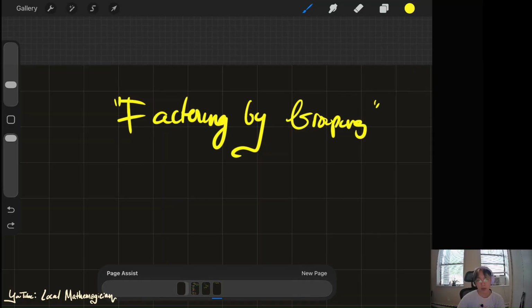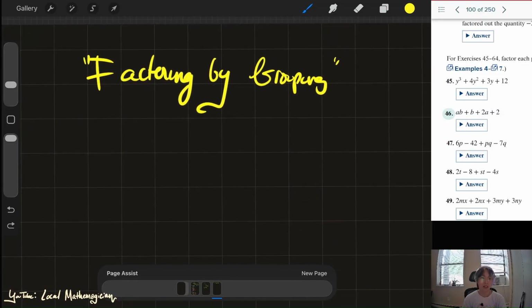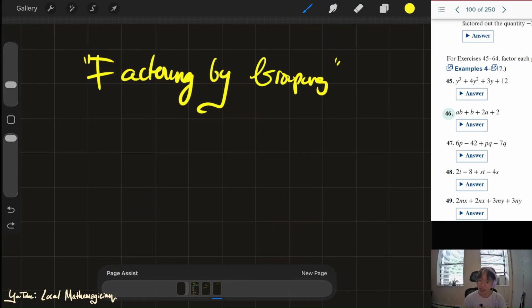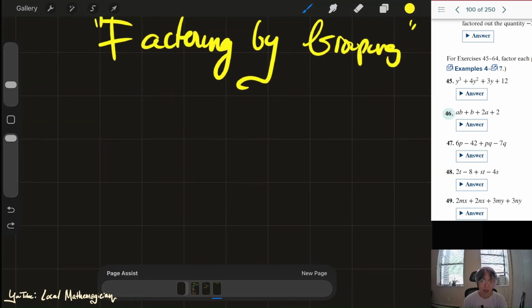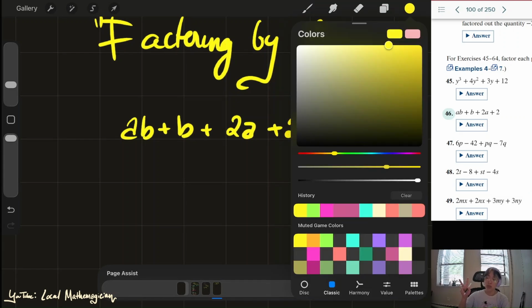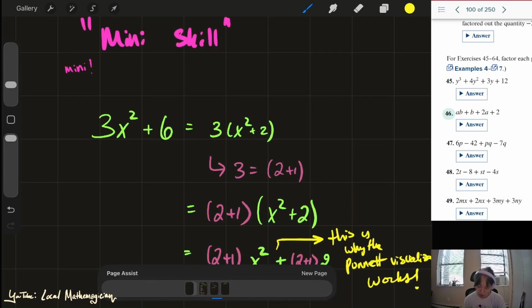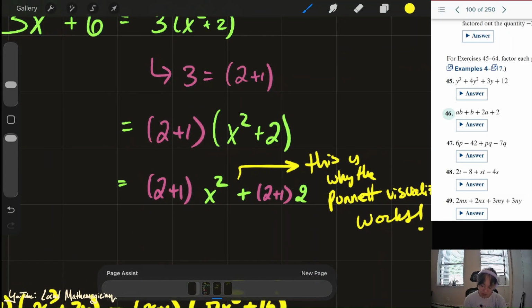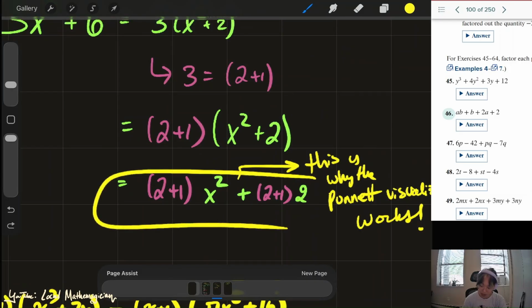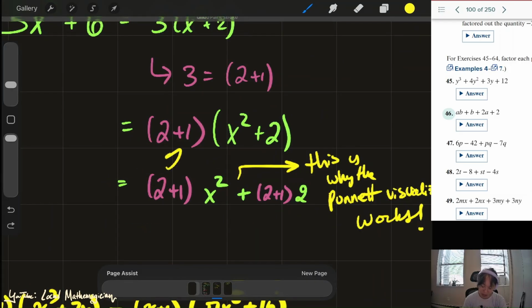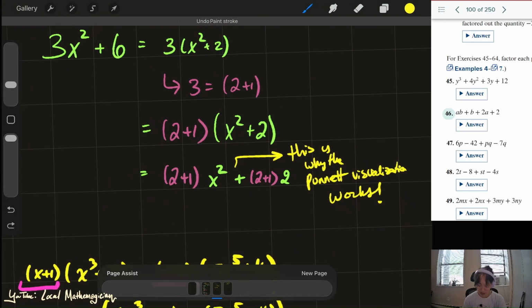Let's do an example together. Let's do number 46 on page 100. This is the practice exercises. What do we mean by grouping? We mean, let's say you have AB plus B plus 2A plus 2. We want to split this into 2 groups, so then we can do something silly like that.